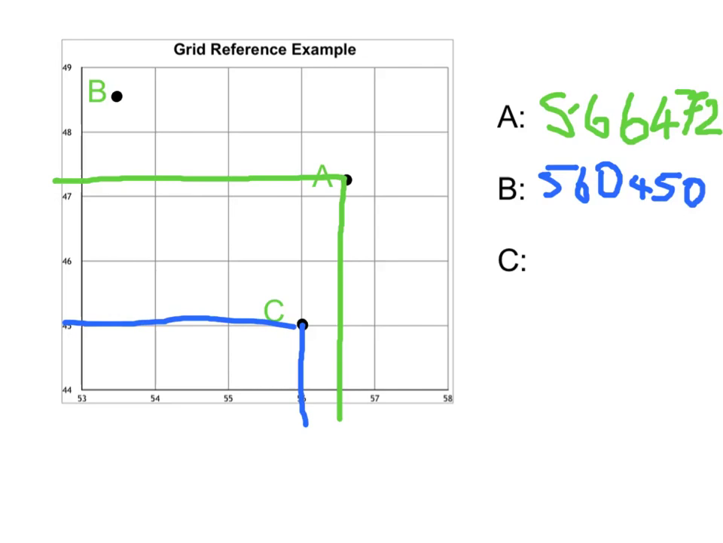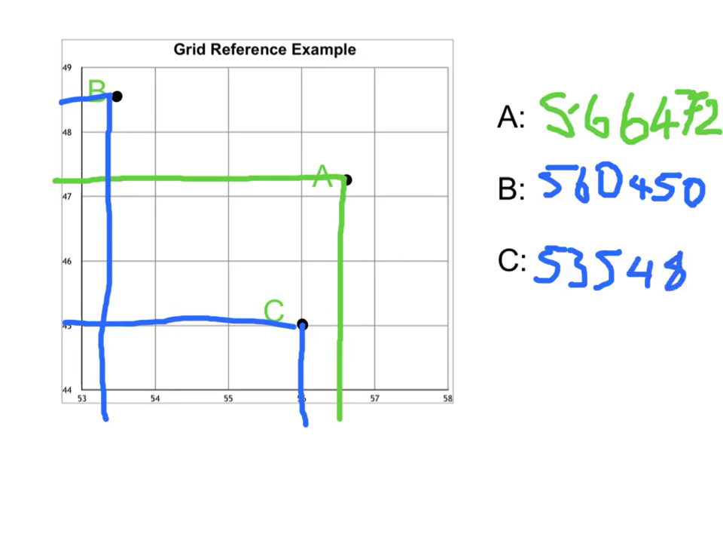We'll go to B. We draw our line down. And it is 53, 5. And we go across. And it is 48, 6.